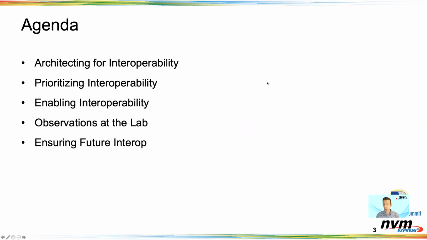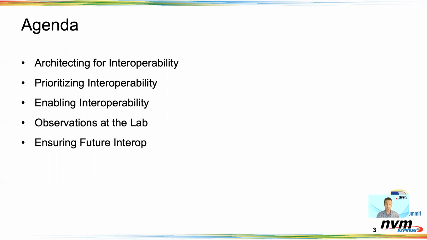A little bit about what we cover today in our presentation. First, we'll talk about the architecture of the NVM Express specification and how that's really been designed to foster interoperability. Next, we'll talk about how the NVM Express organization and the community has prioritized interoperability via policy. And finally, we'll talk about some resources that are available today to help enable interop.